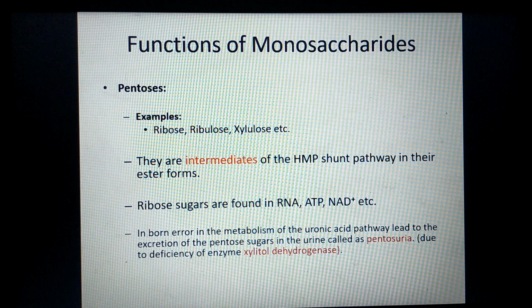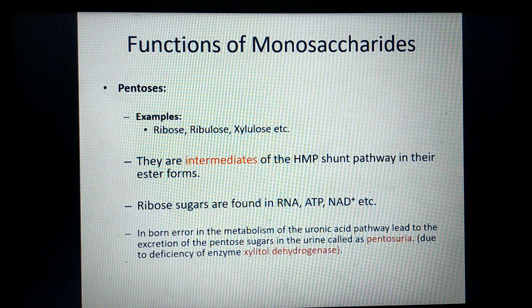Coming to the functions of pentoses, first examples, ribose, ribulose, xylulose, etc. These are the examples of pentoses. These pentoses are also intermediates of HMP shunt pathway in their ester form, that means in the form of ribose 5-phosphate, ribulose 5-phosphate and xylulose 5-phosphate. Ribose sugar, all of us know, is found in RNA. It is also found in ATP, NAD, NADP, etc.